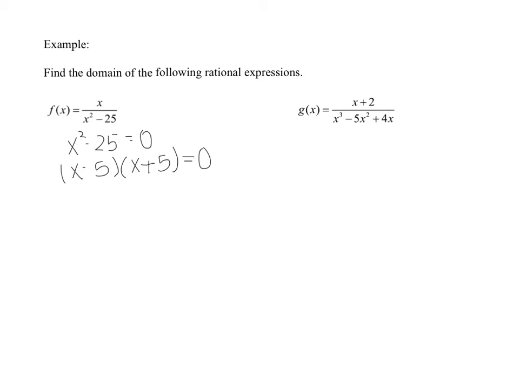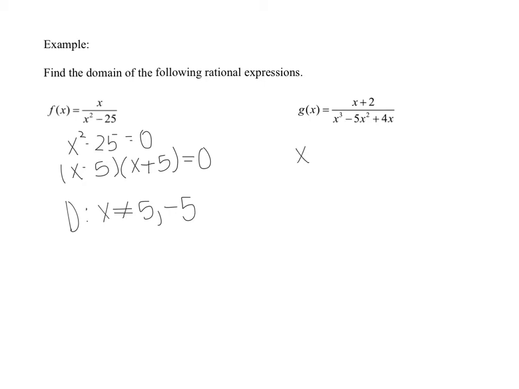So our domain is x cannot equal 5 and negative 5. Those values are excluded. Any other value will work in our function. Our second example is g of x equals x plus 2 over x cubed minus 5x squared plus 4x. So we have to find when our denominator equals 0.